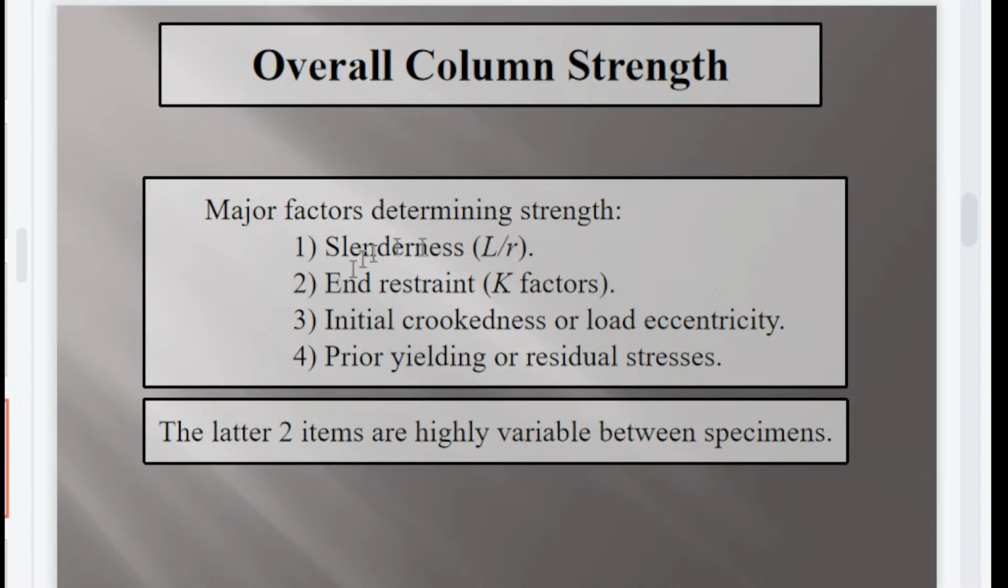All in all, we have 4 major factors that determine the strength of the member. The latter 2 items are highly variable between specimens. I showed you the accuracy and precision in 1 and 2. There are still things to be decided with respect to 3 and 4, but we have a very high level of models with regards to steel design.